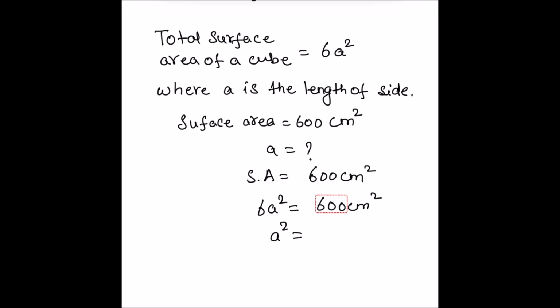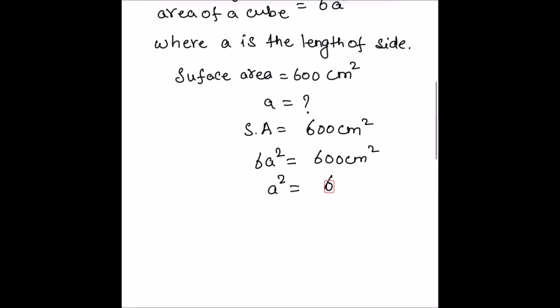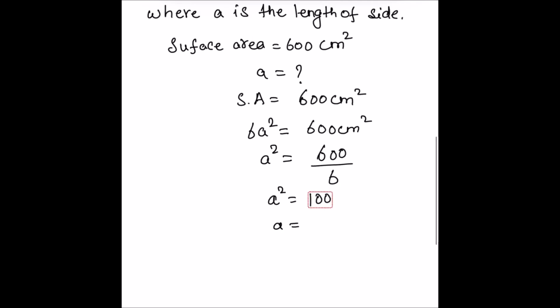And we are finding a², so that will be a² equals 600 divided by 6. So this 6 and 6 will get cancelled and we will get the value of a² as 100. And the square root of 100 is 10. So the value of a or the side length of the cube is 10 centimeters. This is how we can find the side length of any cube when the surface area is given.